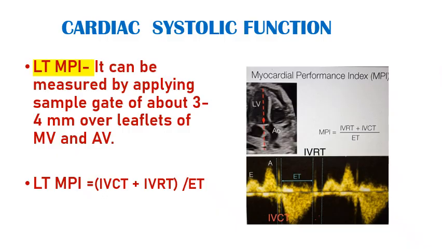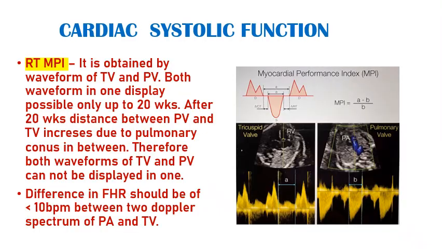Left MPI can be measured by applying a sample gate of about 3 to 4 mm over the leaflets of the mitral valve and aortic valve. Left MPI is equal to IVCT plus IVRT divided by ET. Right MPI is obtained by waveforms of both the tricuspid valve and pulmonary valve. Both waves in one display are possible only up to 20 weeks. After 20 weeks, the distance between the pulmonary valve and tricuspid valve increases due to the pulmonary conus in between. Therefore, both waveforms of TV and PV cannot be displayed in one.